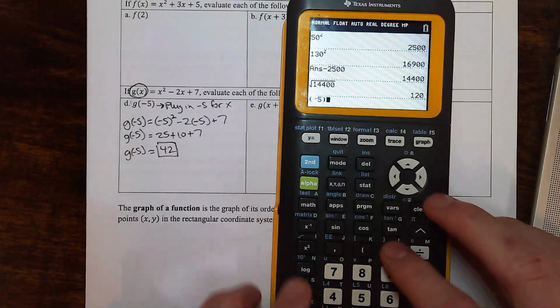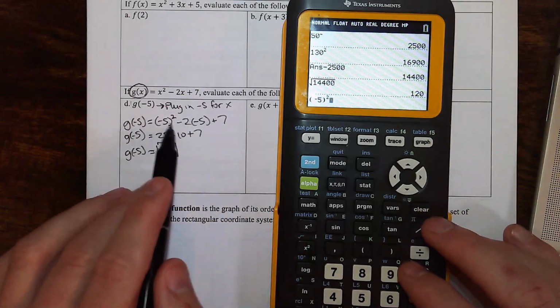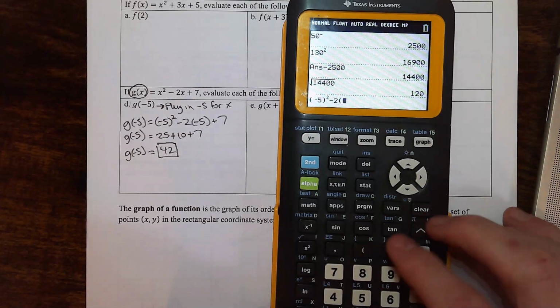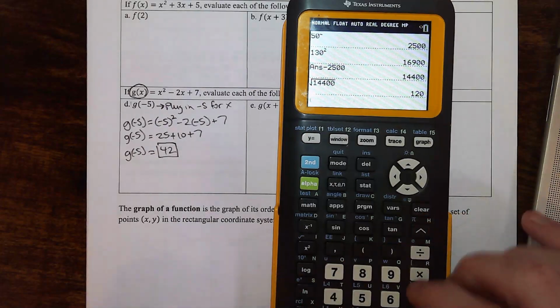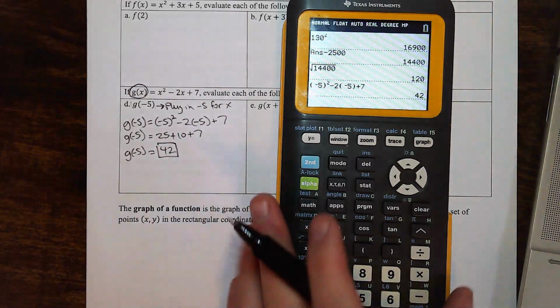Now you could also type this in your calculator. Remember, anytime you do a negative square, put parentheses around it, because you got to make sure you and your calculator are on the same page.